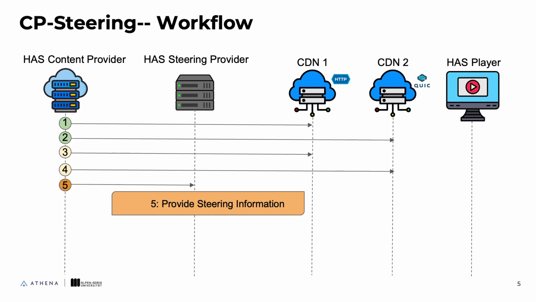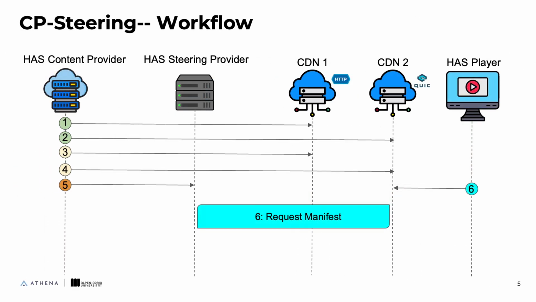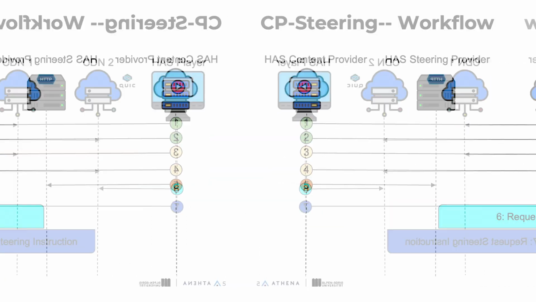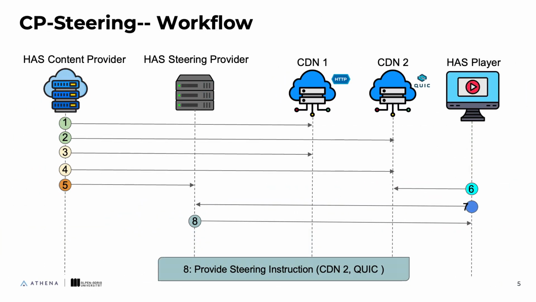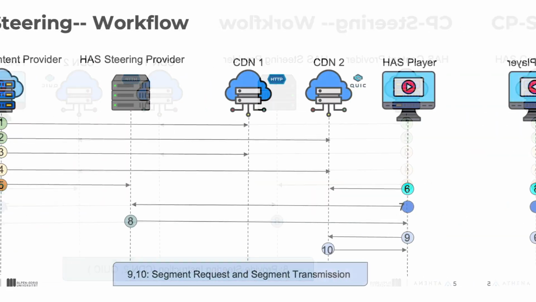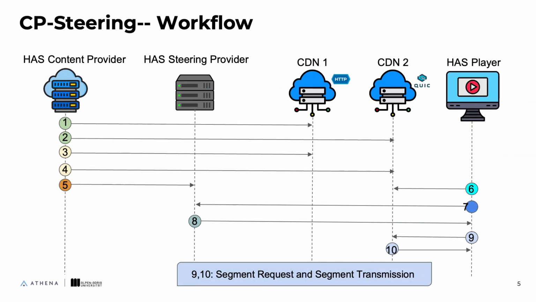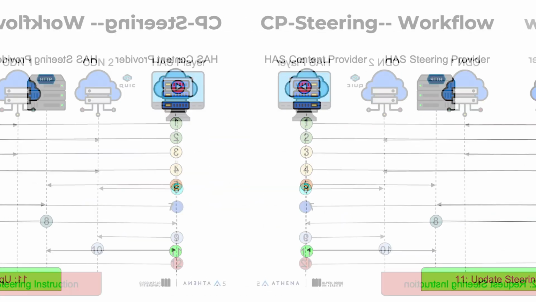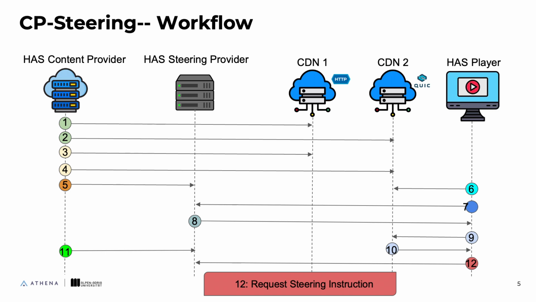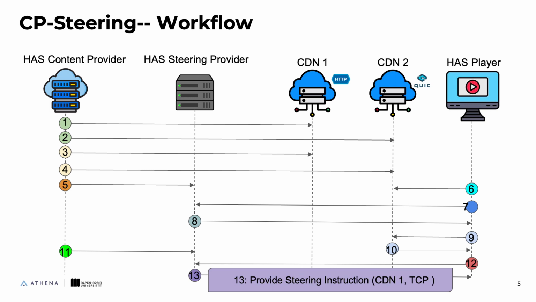Once the steering information is given by the steering provider, let's say the steering provider selects CDN2 along with the QUIC protocol. Now the client sends the requests for all these segments to CDN2 with the QUIC protocol, and the segment transfer happens. But if there is an update to the steering information from the content provider, and the client requests the steering information again, it gets the updated steering information. Now if the steering provider decides that CDN1 and TCP work better, the client has the ability to steer between the content delivery networks along with the transport protocol.